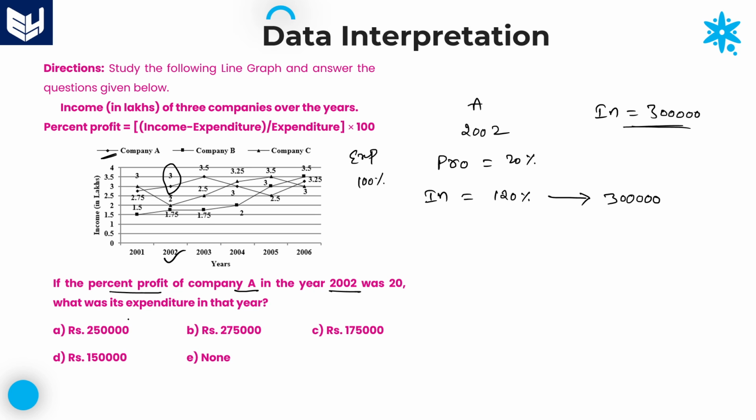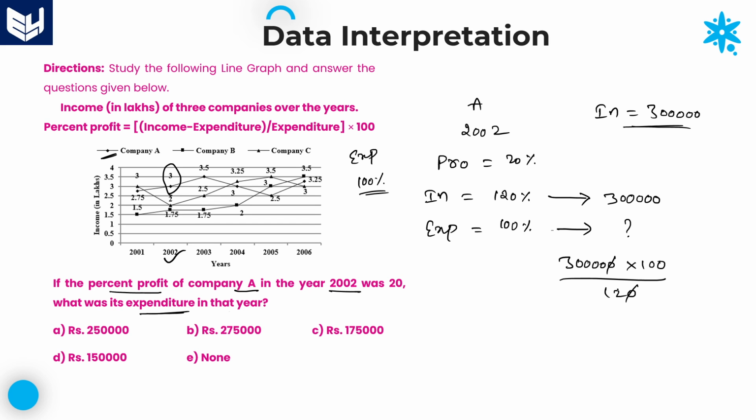Now we need to calculate the expenditure of company A in the year 2002. Expenditure is always 100 percentage. 120 percentage is equal to 3 lakhs, then 100 percentage is equal to what? Now you can do the cross multiplication: 3 lakhs into 100 divided by 120.